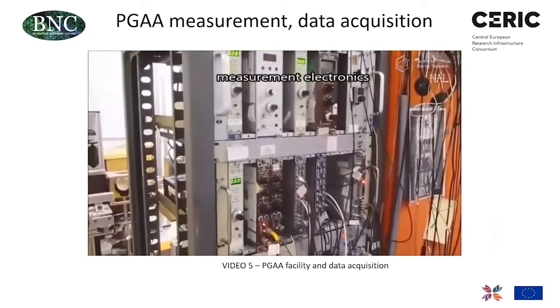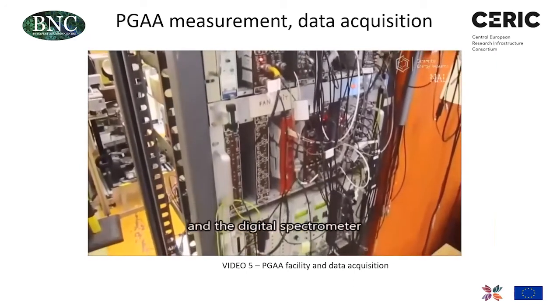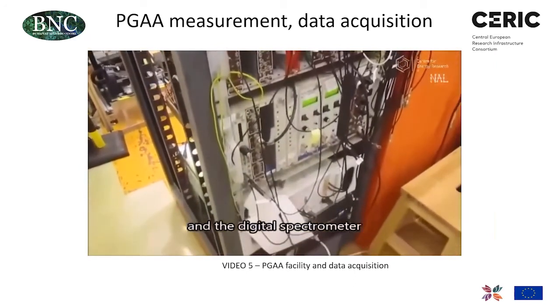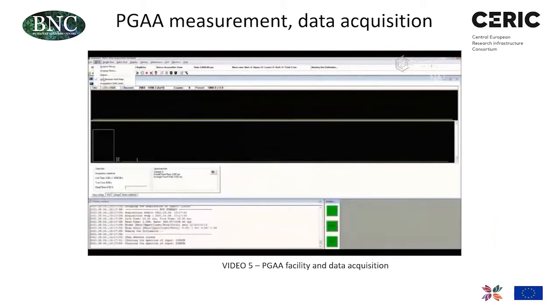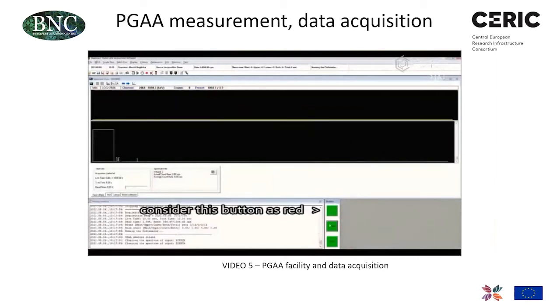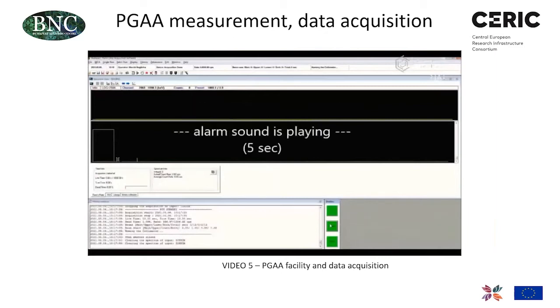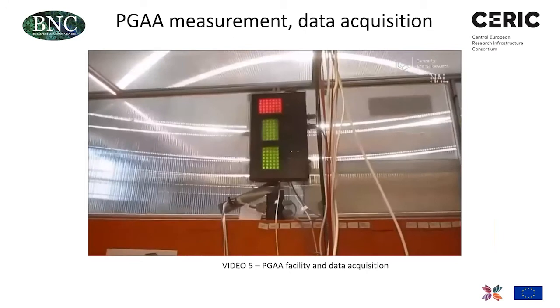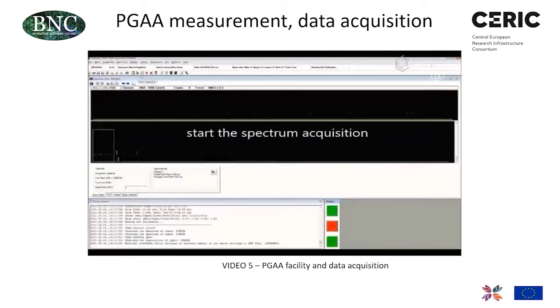This is the counting electronics. It's a combination of several high voltage modules, detectors, spectrometers, and logical modules. Then you set the measurement time, or we also set a limit to the number of counts in the spectrum, and whichever happens earlier will stop the acquisition. And then we open the beam, so you see that the indicator will turn into red. And then we start the collection of the gamma spectrum.